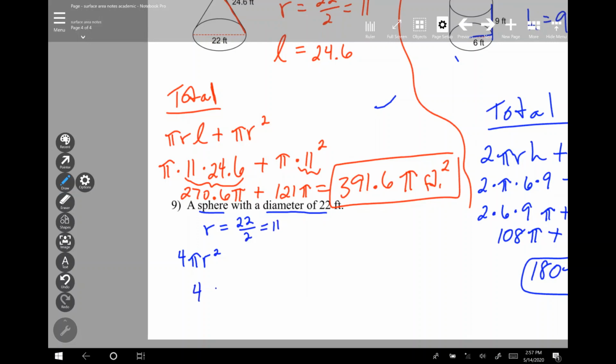So do 4 pi times 11 squared. So I'll do 4 times 11 squared, and then just put pi at the end. So it's 484 pi, and it says feet, so feet squared.